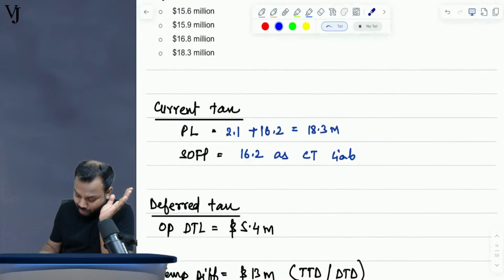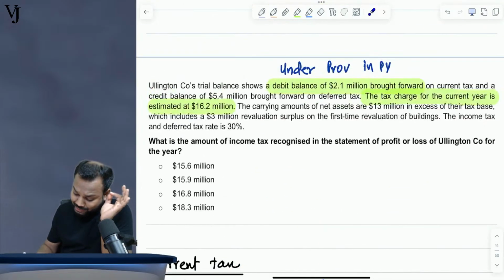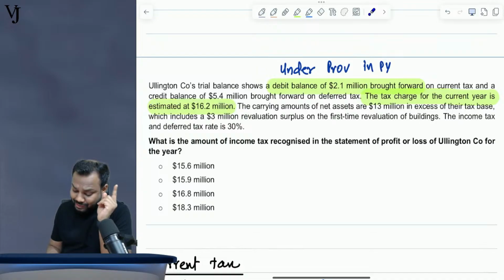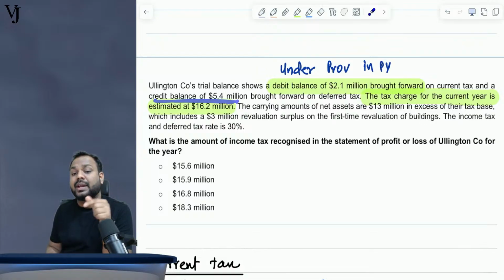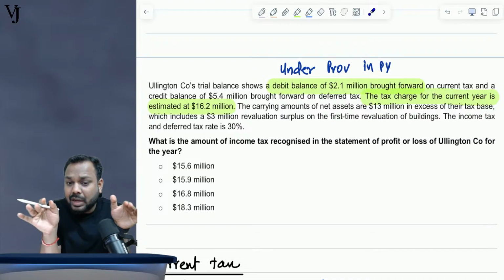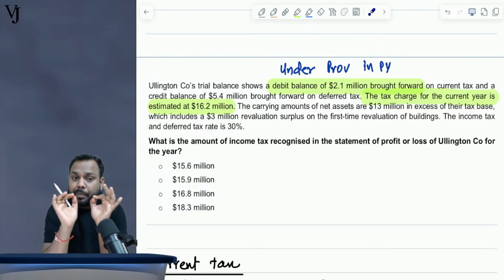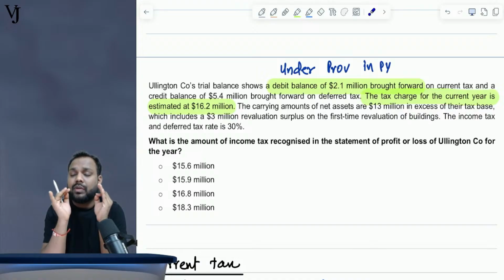So I'm writing here, opening deferred tax liability is 5.4. Now understand, when it says credit balance, it means deferred tax liability. When it says debit balance of deferred tax, it means deferred tax asset. Be very much mindful about this. One small word here and there, entire marks gone. So be very careful, guys.